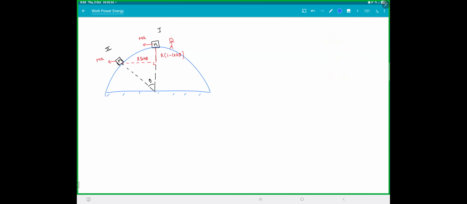Perfect. So work done by pseudo force will be final energy minus initial energy. Work done by pseudo force is constant, that is ma into displacement, ma r sin theta. Final energy is half mv square. I will take this as reference line, and final potential energy is 0. Initial potential energy is mgr(1 minus cos theta). This gives you the second equation.